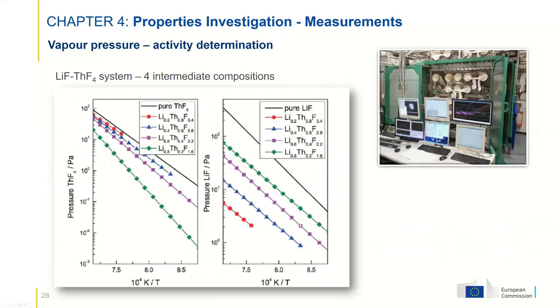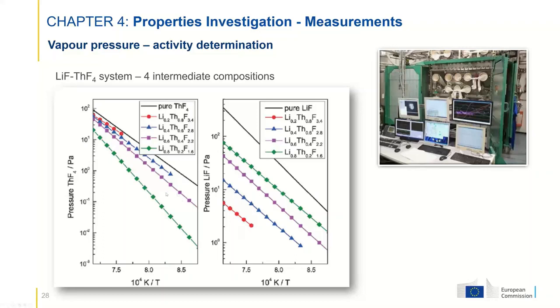This is another example. Again, the same thing, using the Knudsen cell facility to measure vapor pressures. In this case, it was a systematic investigation of the lithium fluoride, thorium fluoride system. We had 4 intermediate compositions, 20, 40, 60, 80% molar, vice versa, lithium, thorium. We were looking at the vapor pressure of lithium and thorium fluoride, lithium on the right side, thorium on the left side, and how it develops with the composition. This was extremely important because it provides you the activity determination as a function of composition and as well as temperature for the lithium and thorium fluoride members.